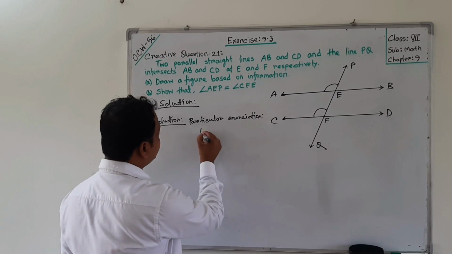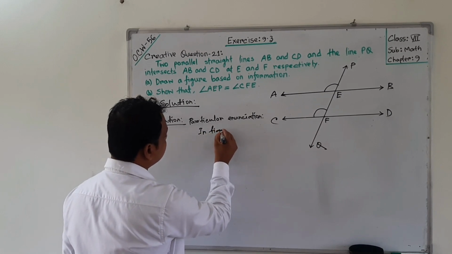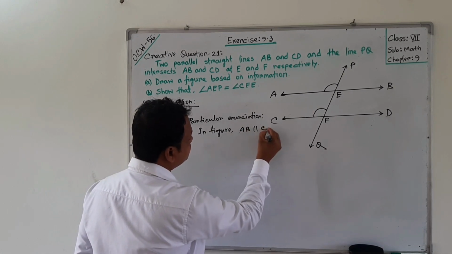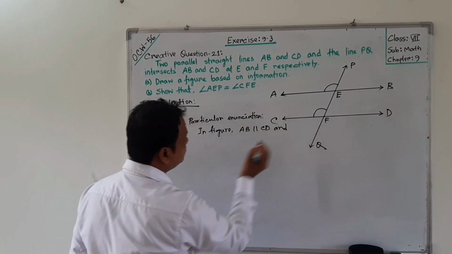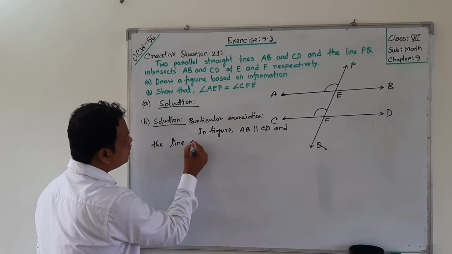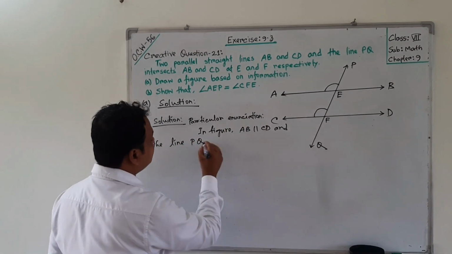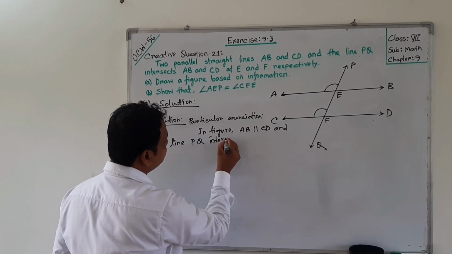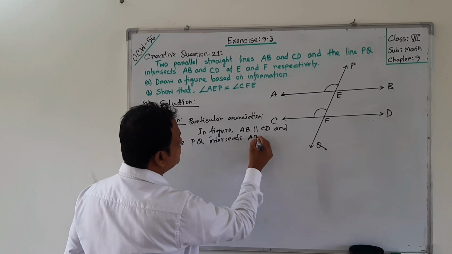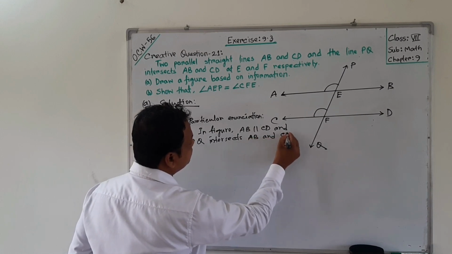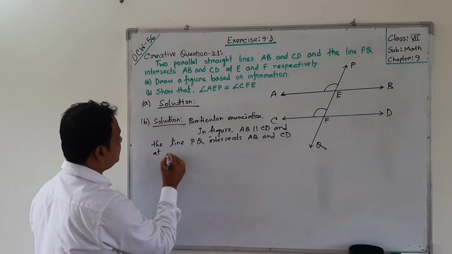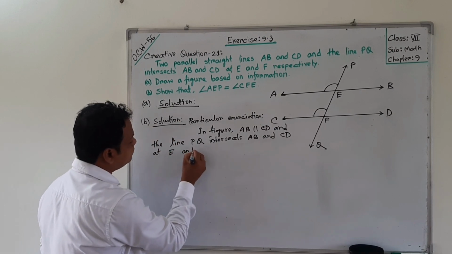We'll get in the figure AB parallel to CD, and the line PQ, and the line PQ intersects AB and CD at E and F respectively.